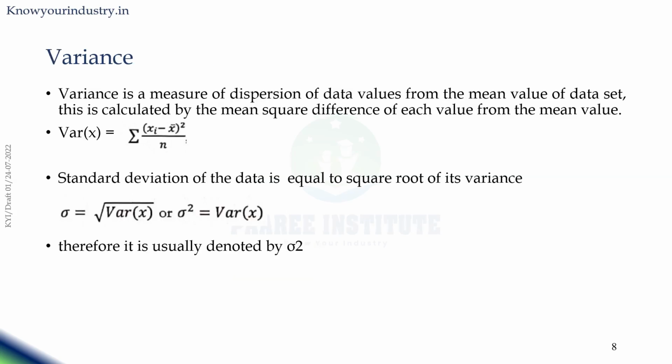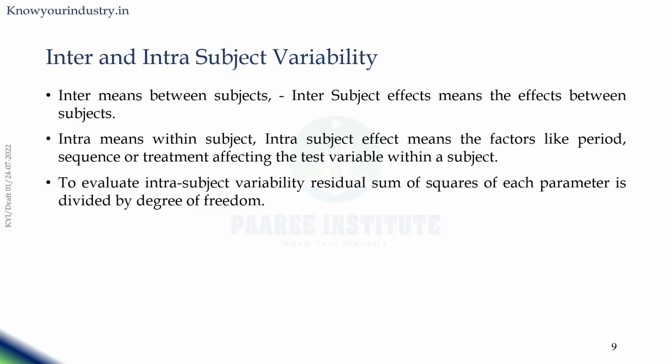Variance. Variance is a measure of dispersion of data values from the mean value of a dataset. This is calculated by the mean square differences of each value from the mean value. Standard deviation of the data is equal to the square root of its variance. Inter and intra-subject variability. Inter means between subjects. Inter-subject effects means the effects between subjects. Intra means within subject. Intra-subject effects means the factors like period, sequence, or treatment affecting the test variable within the subject. To evaluate intra-subject variability, the residual sum of squares of each parameter is divided by the degrees of freedom.